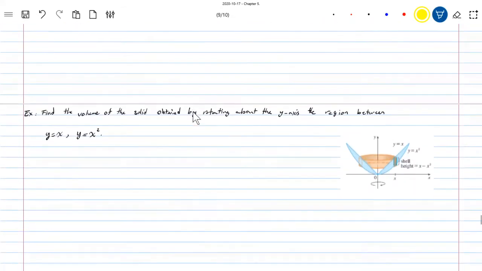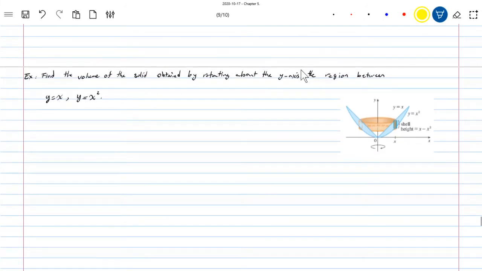Okay, let's try another example. Find the volume of a solid obtained by rotating about the y-axis. What are we rotating? The region between these two functions. Again, you always need to figure out where the boundaries are. So we set the functions equal to each other: x minus x squared equal to 0. x times 1 minus x would be 0. Therefore, x is 0 and 1.